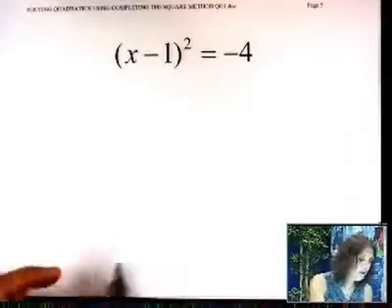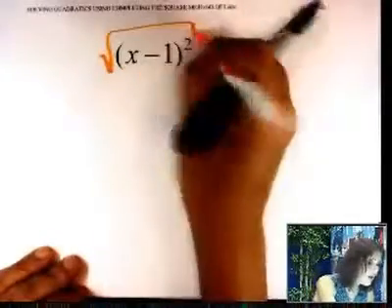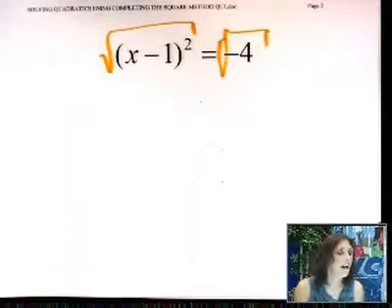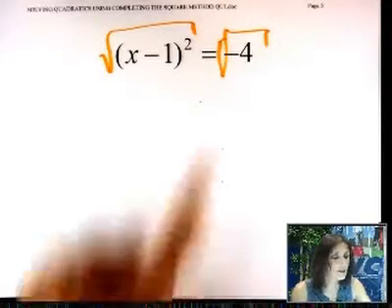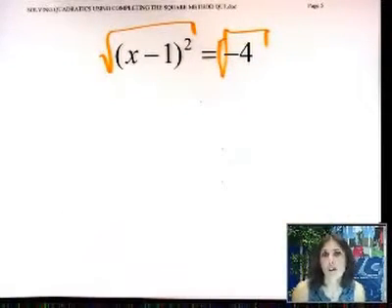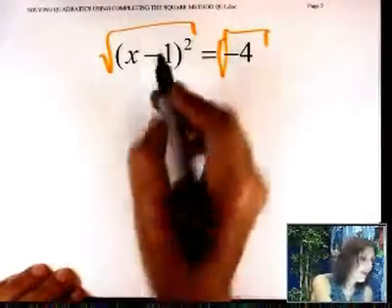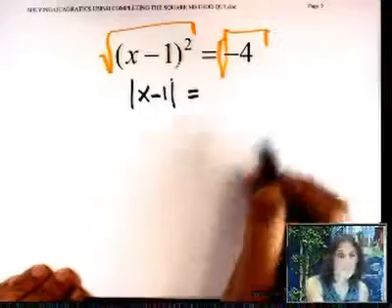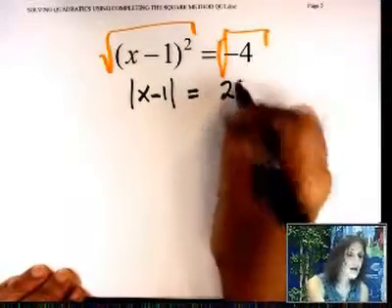All right, let's do this one. What happens when I have taken the square root of both sides? Now you have to be careful, because you are taking the square root of a negative number. That will give you an imaginary number. Again, this will give you x minus 1. What will this give you? This will give you 2i.